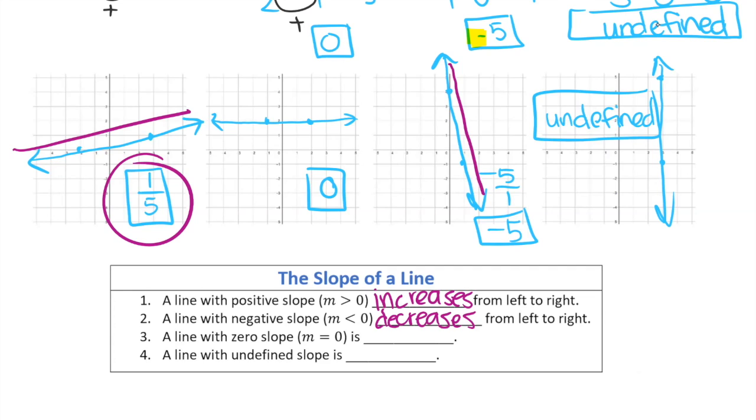If it is 0 exactly, then it's not increasing or decreasing. It's actually a totally horizontal line. And then if it is undefined, then it's a totally vertical line. It's not increasing or decreasing at all. Vertical line. All right, there you go. There's everything about slope.